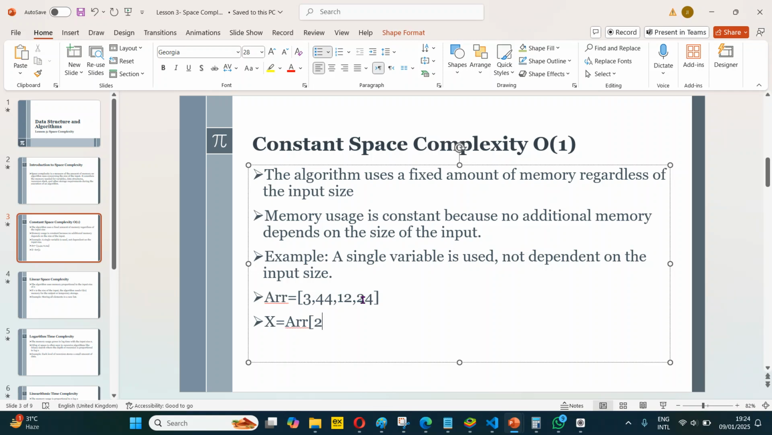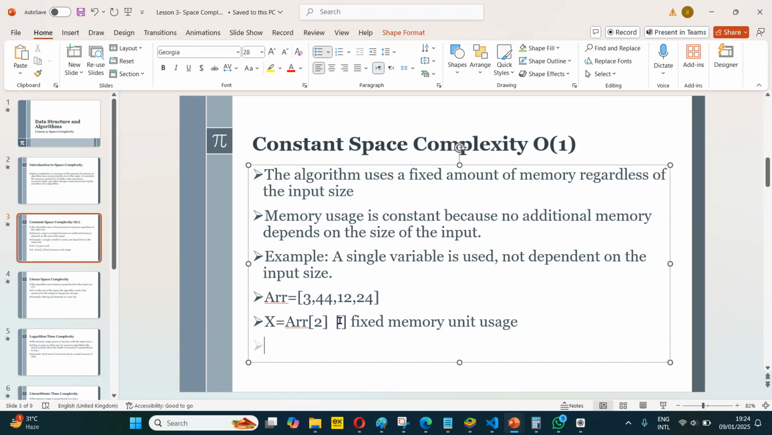Let's assume that I want to get the value located at index 2. You can see that this is fixed because we are not iterating through these items. We are just going direct and fetching the value located at index 2. So this uses fixed memory, a fixed memory unit usage.